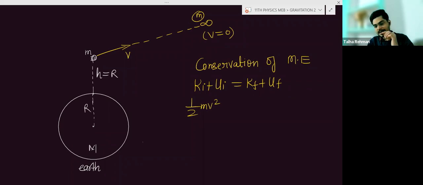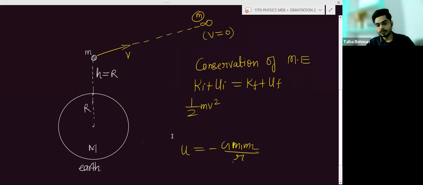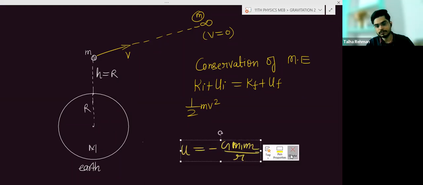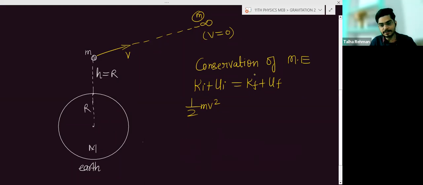Gm1 m2 divided by r. And this time what is the value of r? Potential energy is minus Gm1 m2 divided by r. R is the distance between the centers of the two bodies. So the distance between the centers of the two bodies is 2r. This time r plus r, 2r. So you have to put G into capital M into small m divided by 2r. And that is also negative, minus G capital M small m divided by 2r.